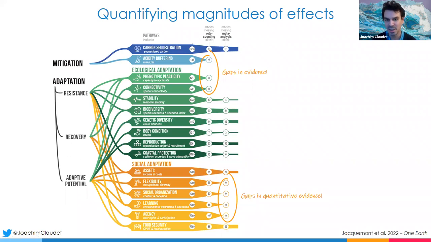And here we can have a different level of gap. So not gaps in knowledge, because those pathways were studied and could be studied qualitatively. But from those papers, we couldn't extract any quantitative information. So this is a gap in quantitative evidence for flexibility, social organization, learning, and agency, because it is also very difficult to obtain strong quantitative indicators on those pathways.